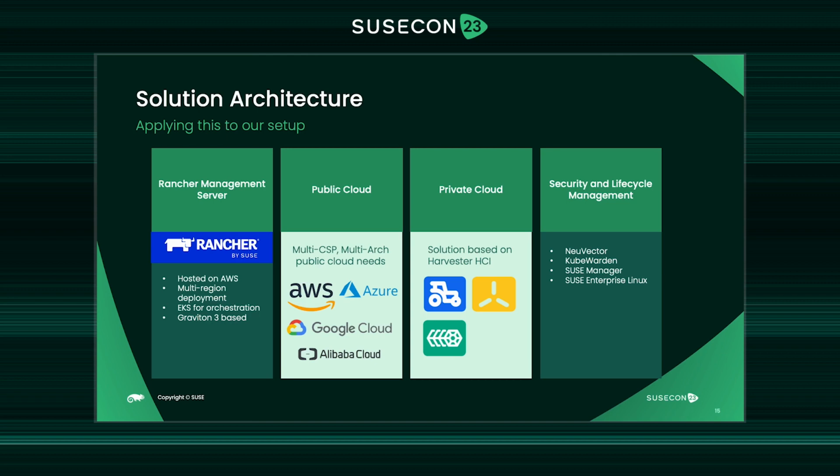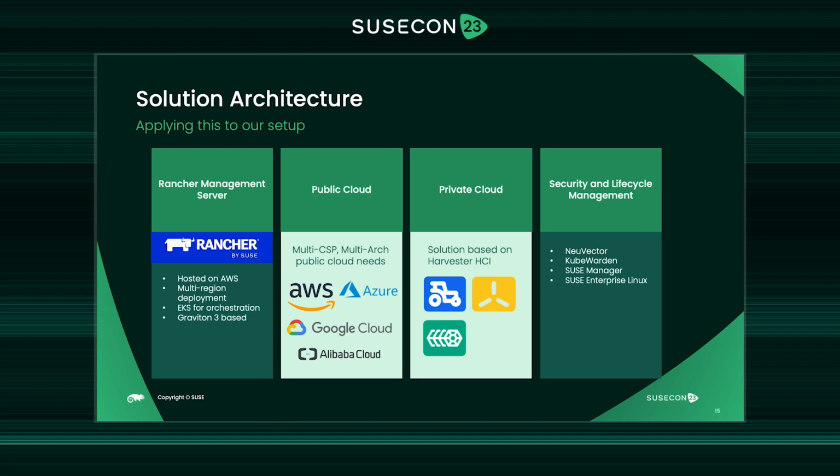In order to simplify things, as these are already supported in Rancher Prime, we chose to use the Kubernetes services made available by each cloud provider. For the private cloud, we've deployed a multi-arch Harvester cluster and we are running K3s on top of this for Kubernetes.